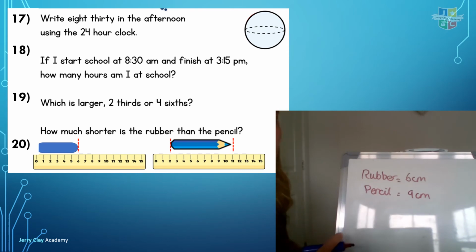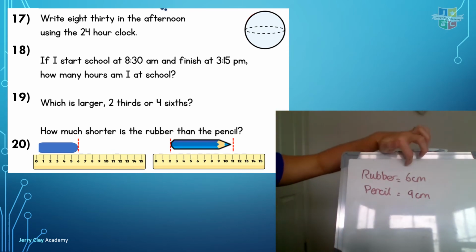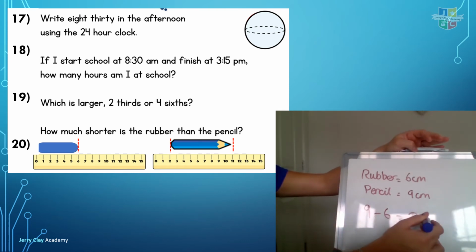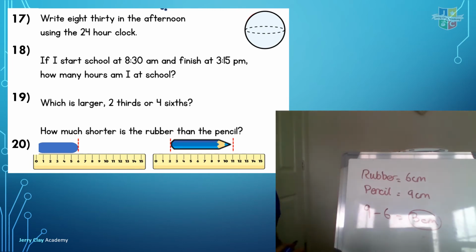Now it says we don't want to know how much they both are. It says how much shorter. Well, if one's 6 centimetres, the other one's 9. If we did 9 take away 6, your answer should be 3 centimetres.